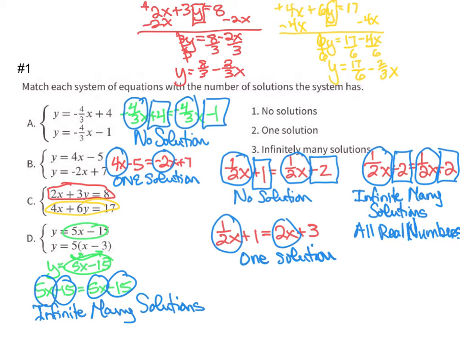Now, I'm going to equal these two equations together. So I'm going to kind of put this in the corner. So I'm going to say 8 over 3 minus 2 over 3x equals 17 divided by 6 minus 2 over 3x.